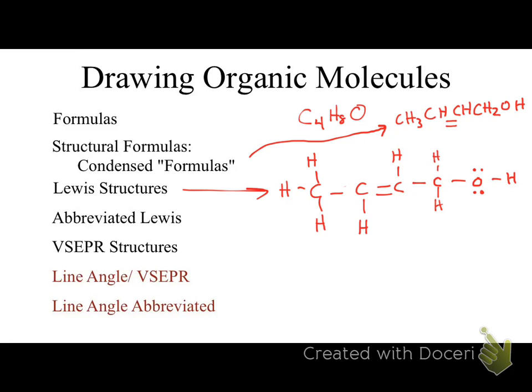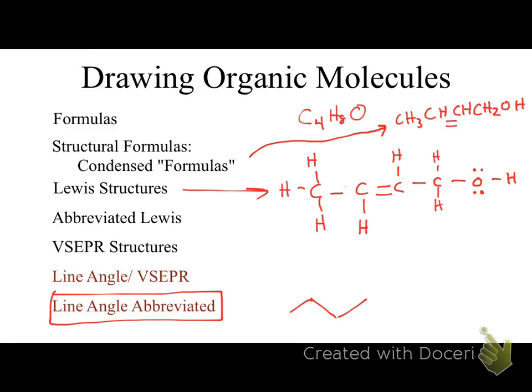We might add the double bond in there, so we get a little bit of extra information there. More commonly, what you'll end up moving into is a line angle abbreviated format, which is the last one I'm going to show on here. What we'll do is show all of the atoms that we can fit into a single plane. We're trying to show the bond angles appropriately within our structures.